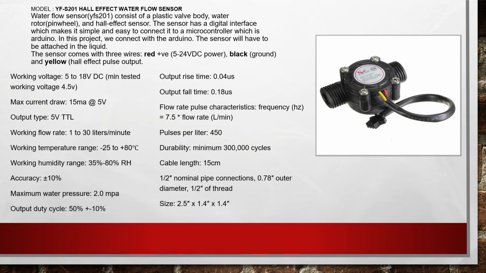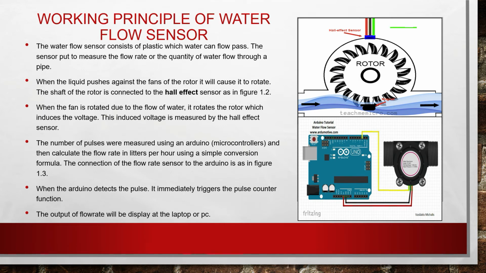Silakan Syariman. Okay, saya akan terangkan mengenai working principle of water flow sensor. Water flow sensor consists of plastic which water can flow past. The sensor is put to measure the flow rate or the quantity of water passing through the pipe.